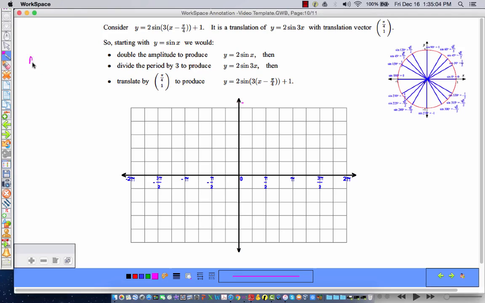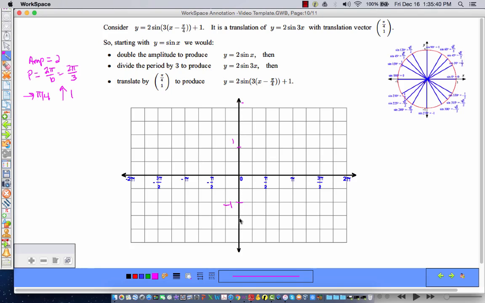So, we know that our amplitude is equal to the absolute value of 2, which is 2. Our period is equal to 2 pi over b, which in this case is 2 pi over 3. And our horizontal translation is going to be pi over 4 units right, and then 1 unit up. Okay, so let's get to it. I'm going to go ahead and say that this is 1 and this is -1.